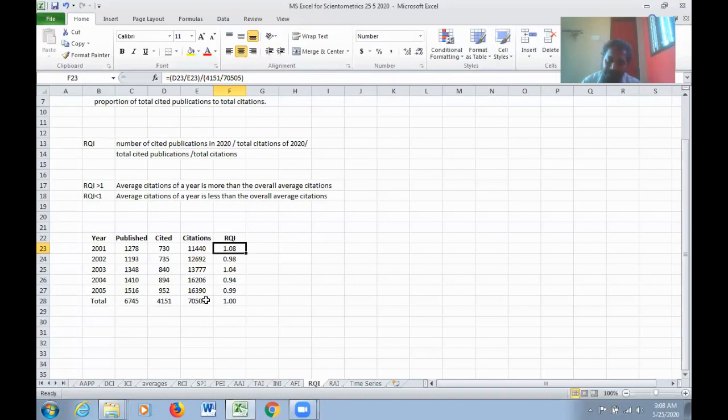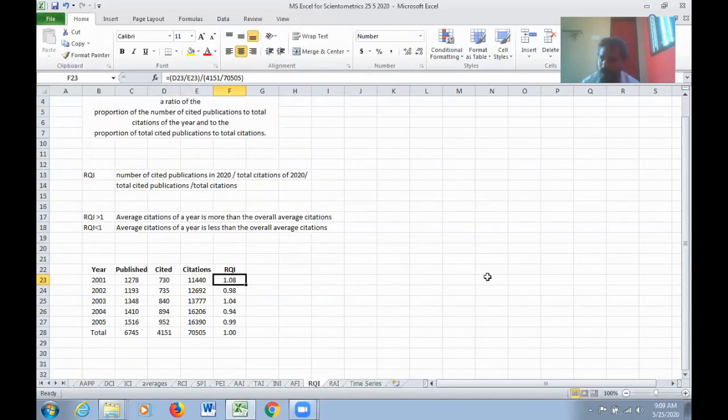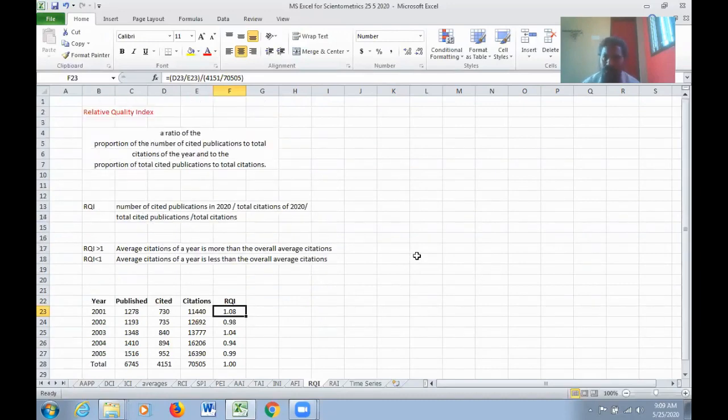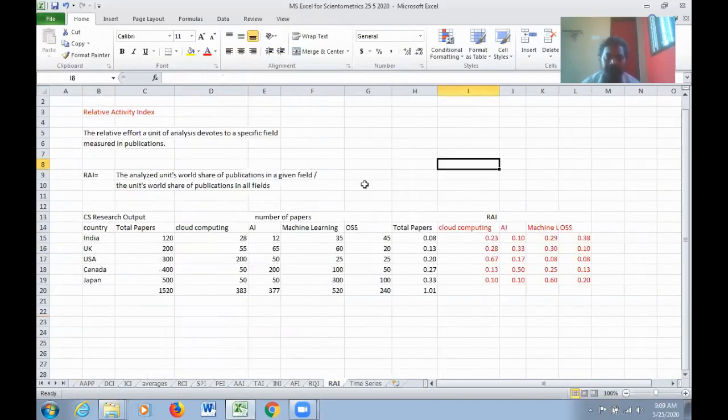We take cited publications, we take the number of citations, and we do a calculation. So this relative quality index, for all the years you can calculate, for each and every country you can calculate, for an institution you can calculate, for an individual you can calculate. You can find out the relative quality index.